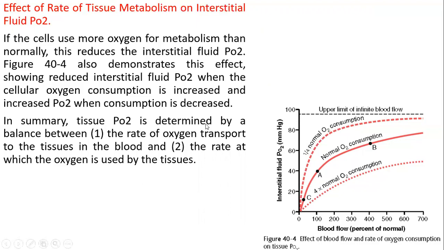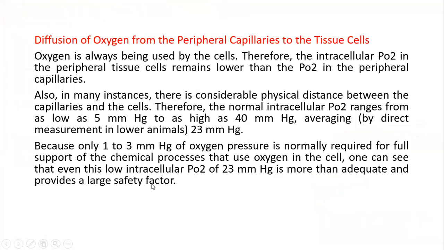In summary, tissue PO2 is determined by the balance between the rate of oxygen transport to the tissues in the blood and the rate at which the oxygen is used by the tissue. Diffusion of oxygen from the peripheral capillaries to the tissue cells.